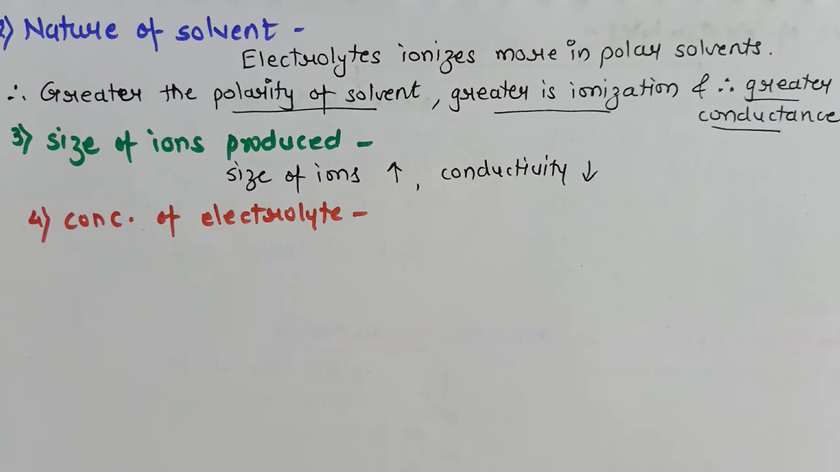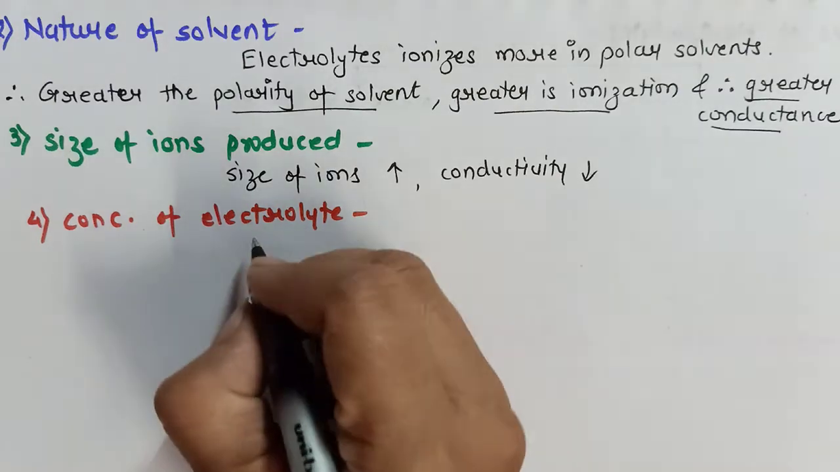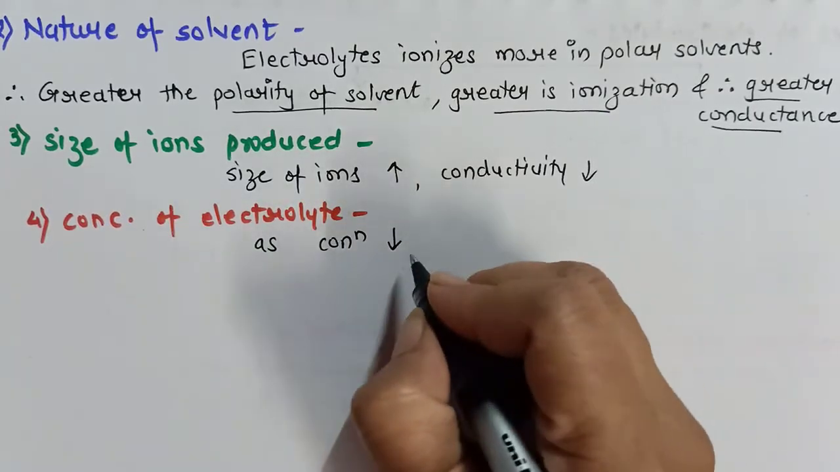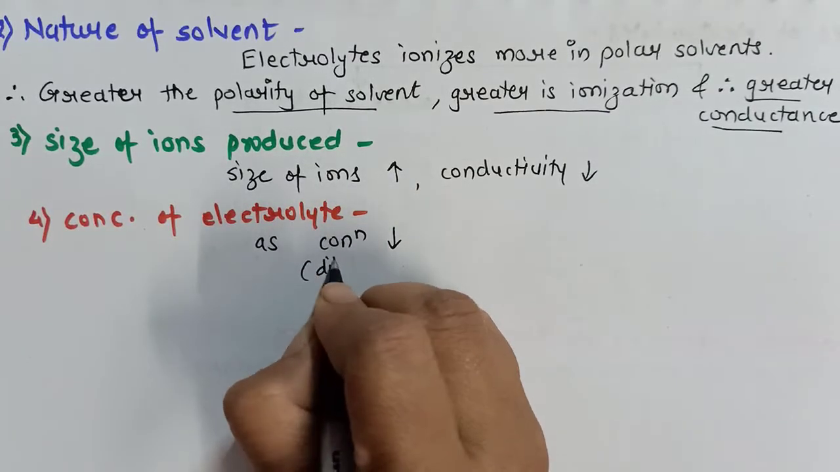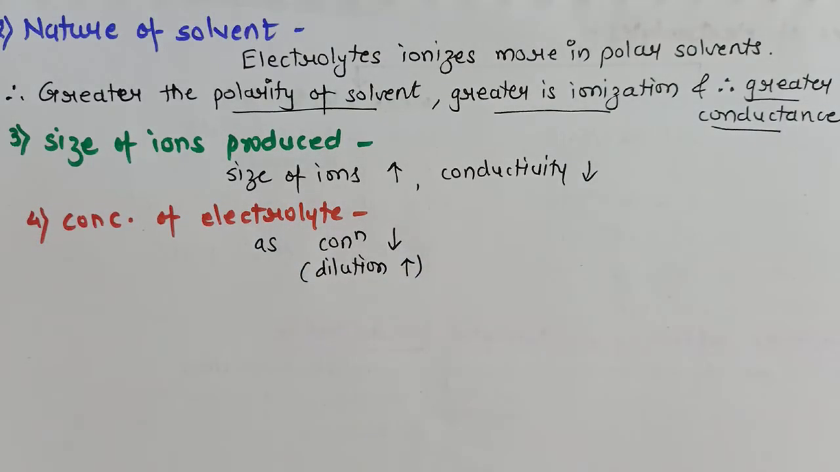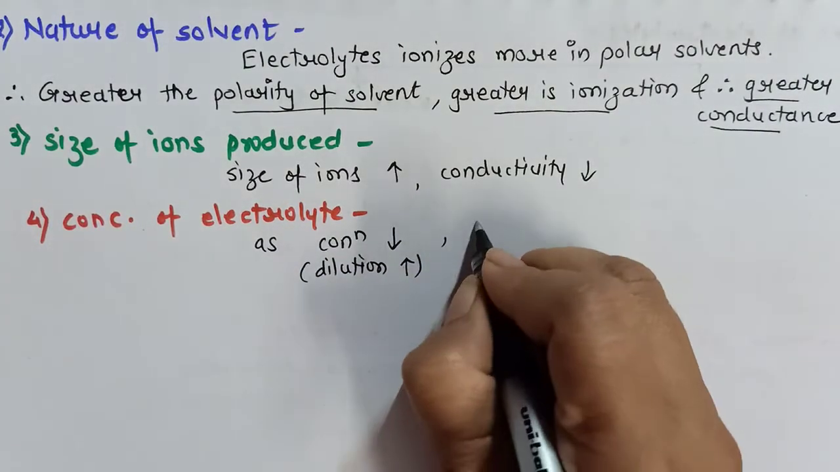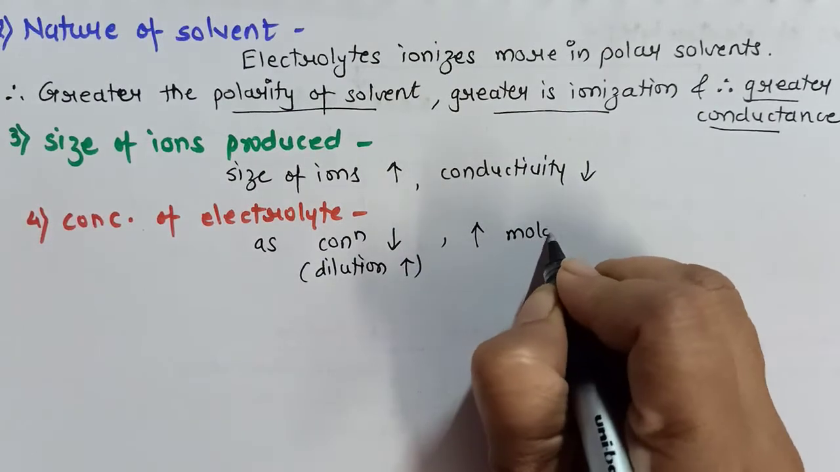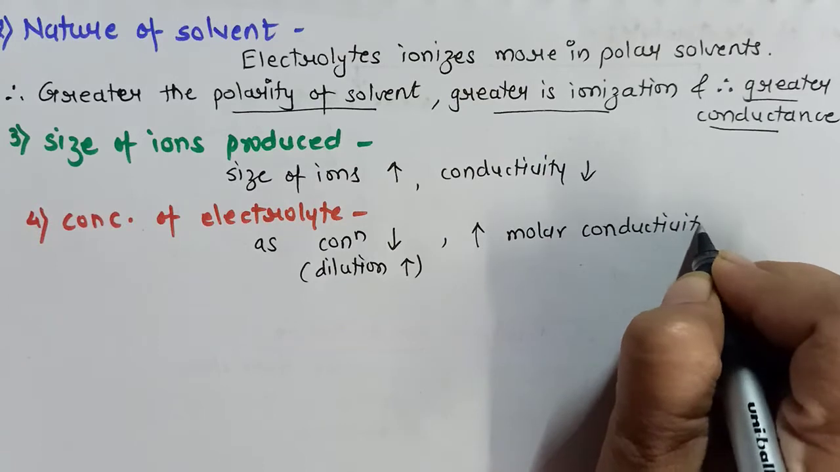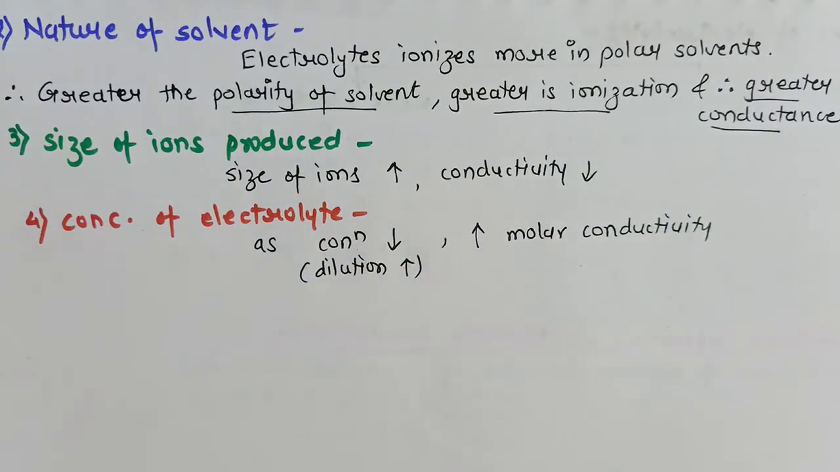The next factor is the concentration of electrolyte. Concentration to a great extent determines the conductance of an electrolytic cell. As the concentration decreases, what does it mean? I will say the solution becomes more and more dilute, or dilution increases, then it will increase molar conductivity. About this we'll be studying in detail afterwards. So it's an inverse relationship.